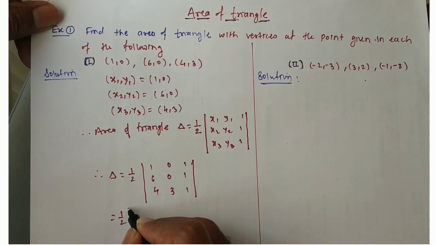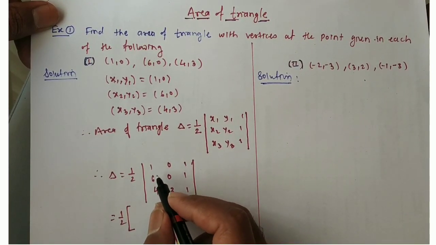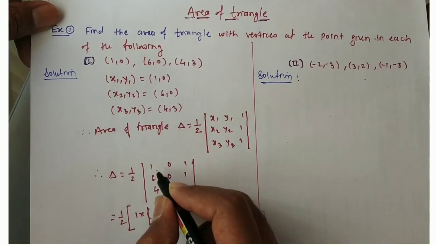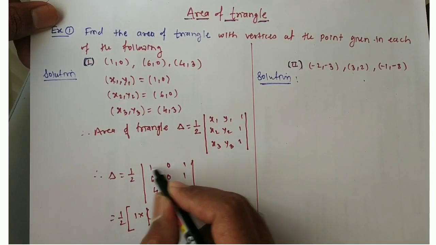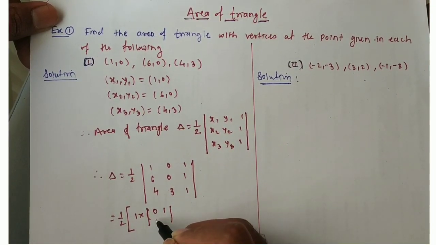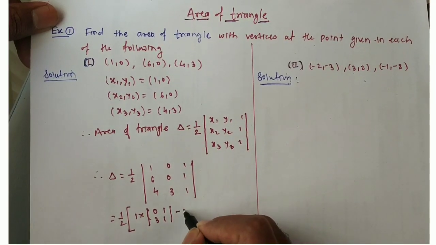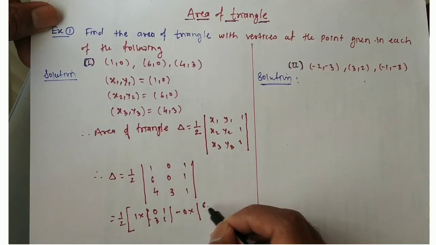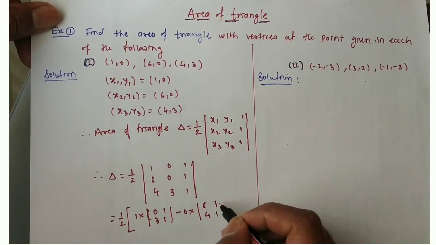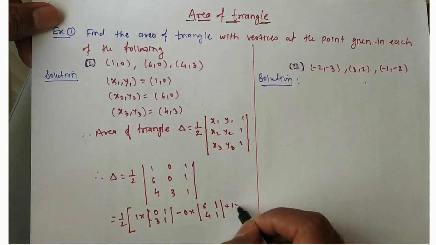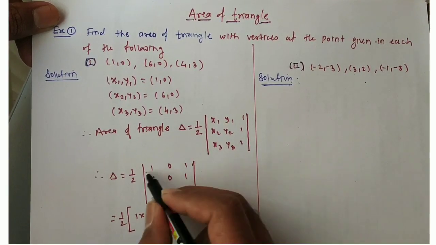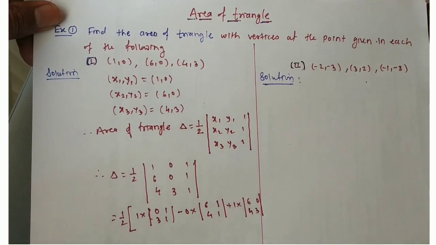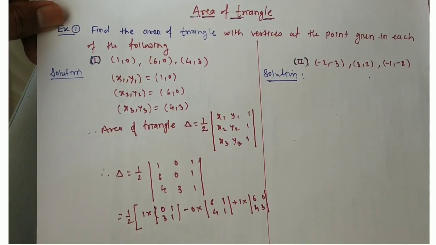How to find the determinant? 1 into the determinant of this, where this row and column get eliminated. What remains? 0 1, 3 1. Minus 0 into the second entry, where the remaining elements are 6 1 and 4 1. Then plus 1 into the determinant of the remaining elements, 6 0 and 4 3.